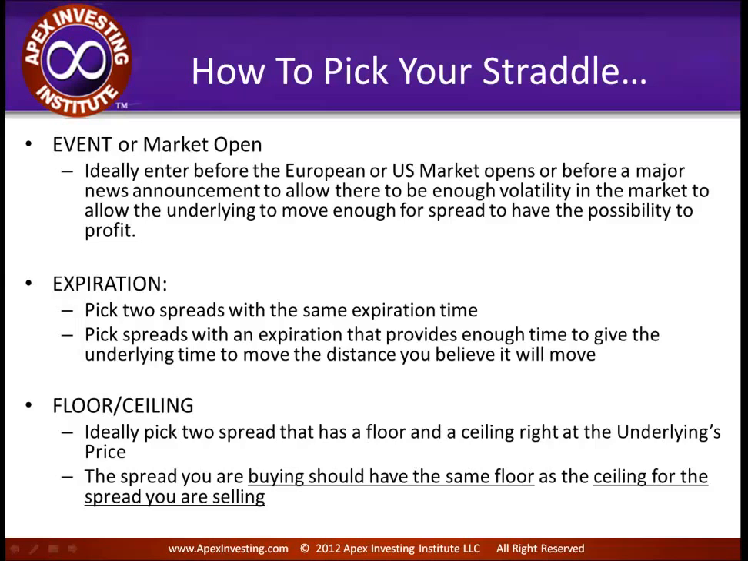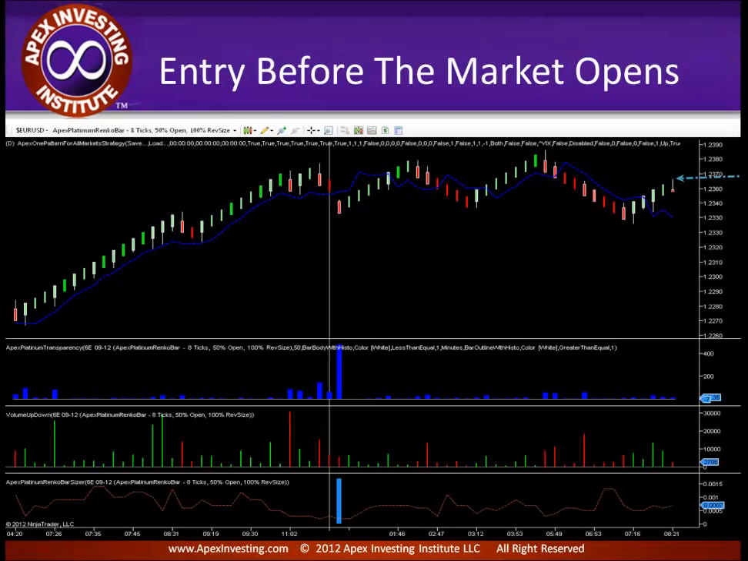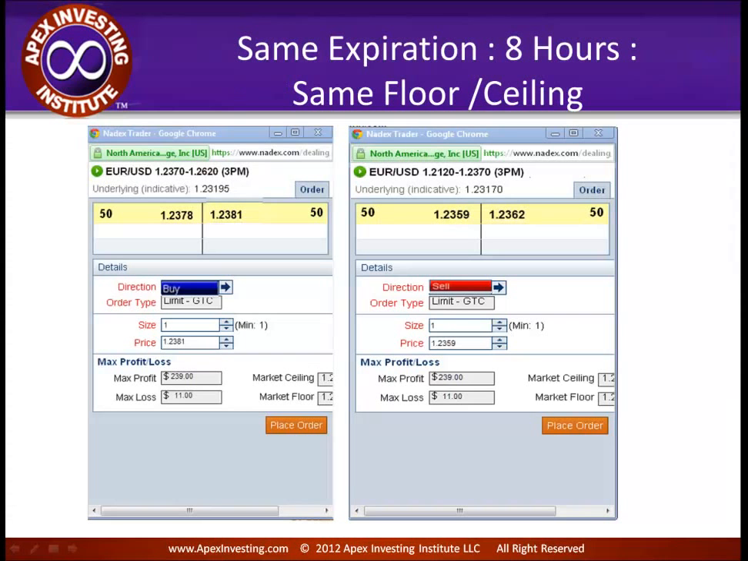So let's look at a chart on the euro dollar. Right here, I use a Renko chart, and you can see on this chart that the euro dollar is trading about 1.2370 at the time that we're going to be entering this spread. All right, that means we want to find a spread where the one that we're going to buy has a floor of 1.2370, and the one we're going to sell has a ceiling of 1.2370. So what we're going to do is go over the Nadex platform, or whatever tool you use to find your spreads, and look at it.